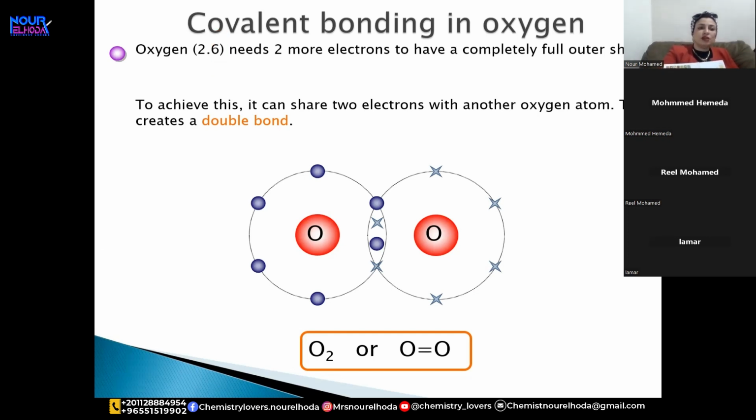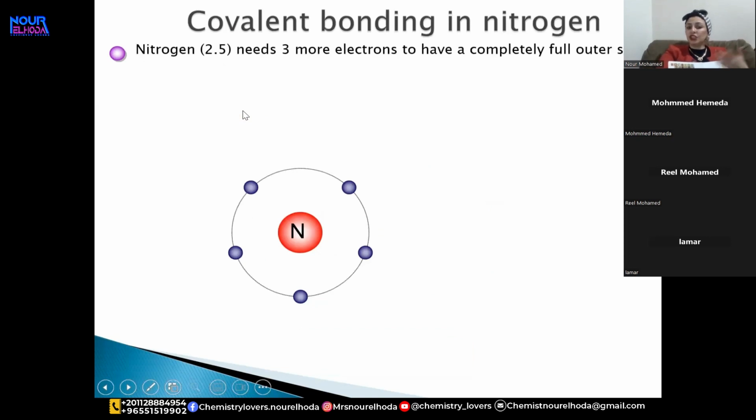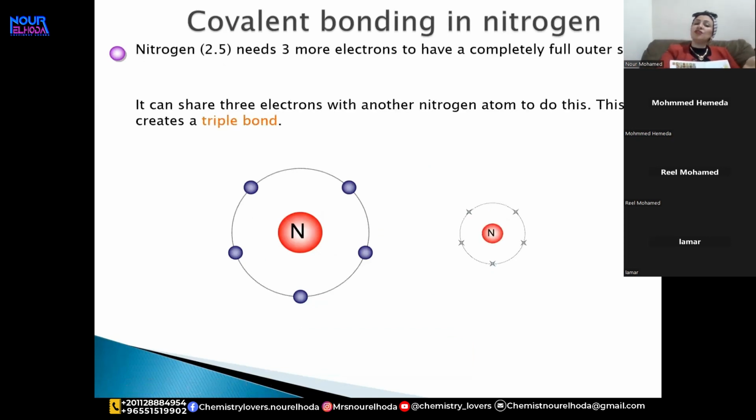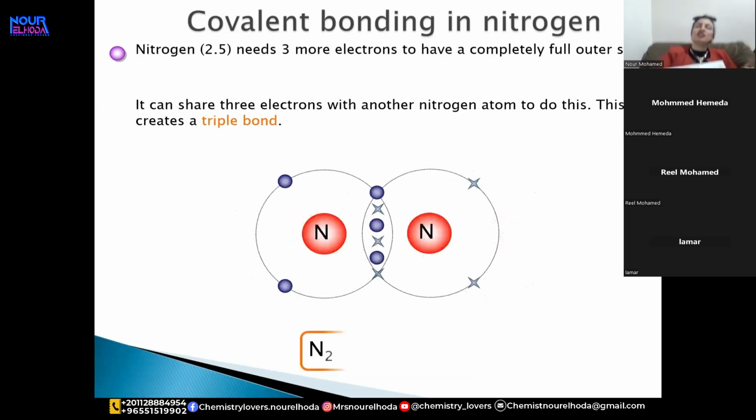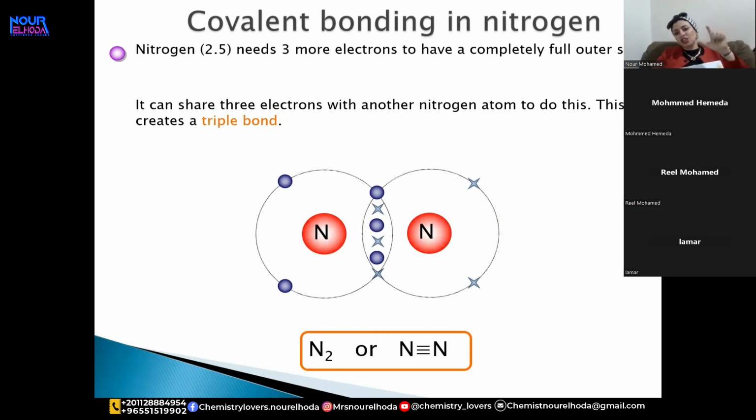Same for nitrogen. Nitrogen is 2 and 5, so the outer shell is having 5 electrons. This means every nitrogen needs 3 more to be stable. So that's why I'm going to put the 3 in the middle. In the outer shell I was having 5. I used 3 in sharing. So how many electrons am I not going to use in sharing? 2 electrons I didn't use in sharing. That's why I draw here 2, I draw here 2.